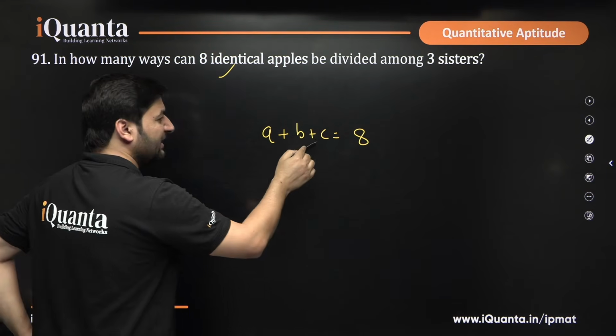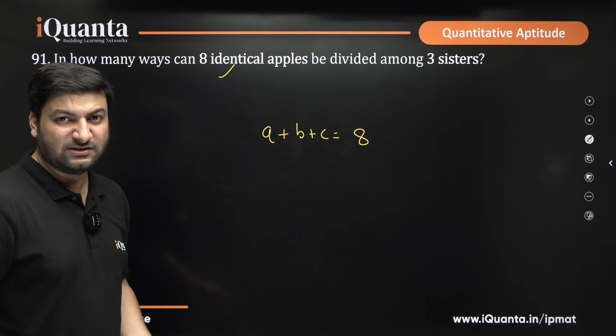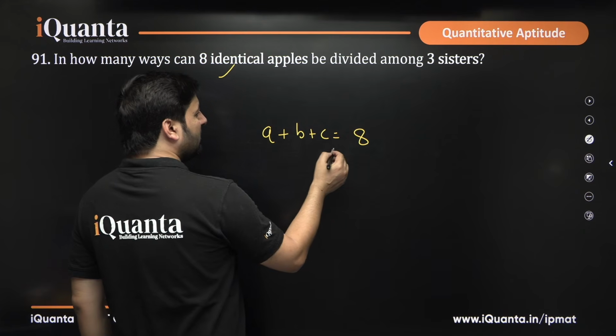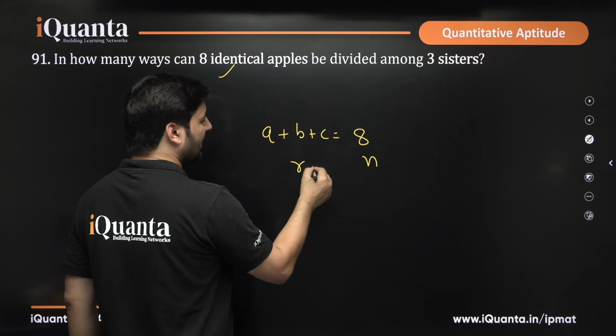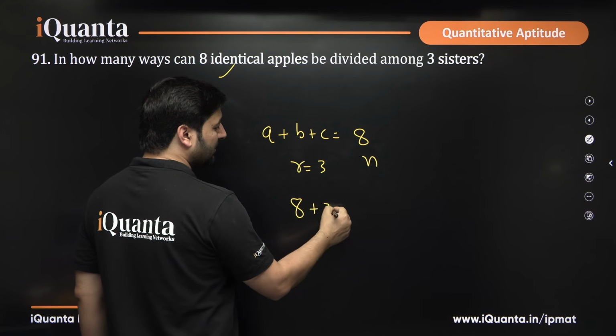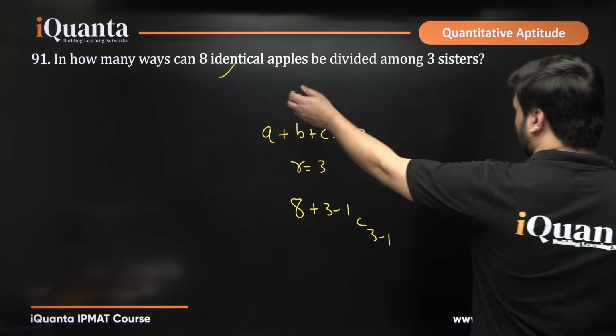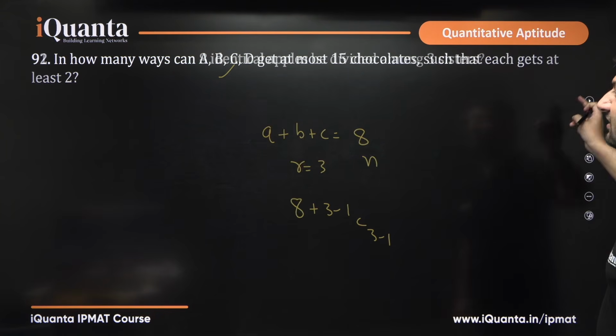That means any sister can get 0 as well, not less than 0 obviously, because apples cannot be less than 0, right? So that simply means n is this, r is 3, a, b, c can take value 0 as well. So n plus r minus 1 c r minus 1, that is your answer. Okay? They can write identical chocolates here, something like that.